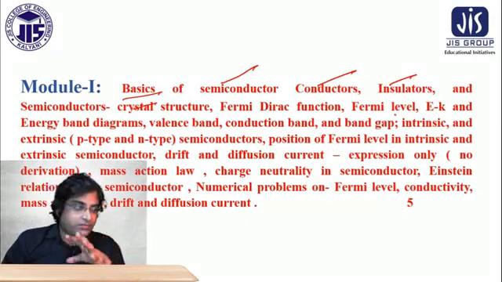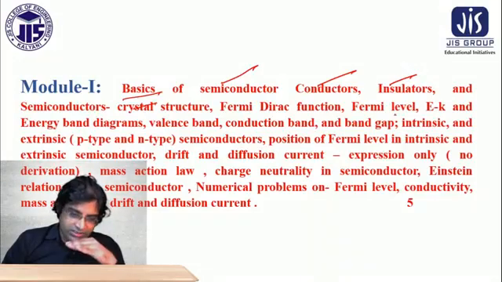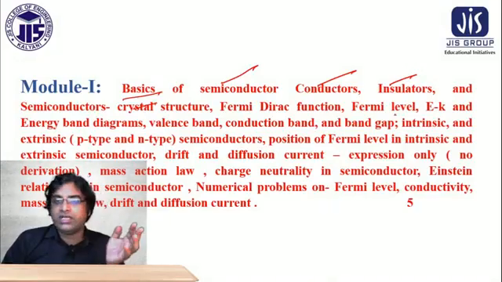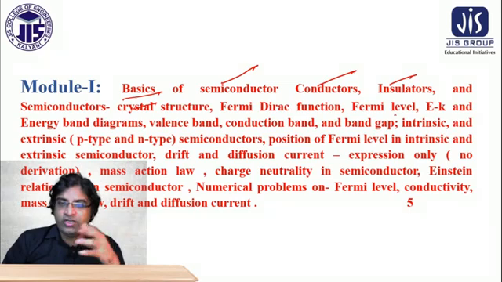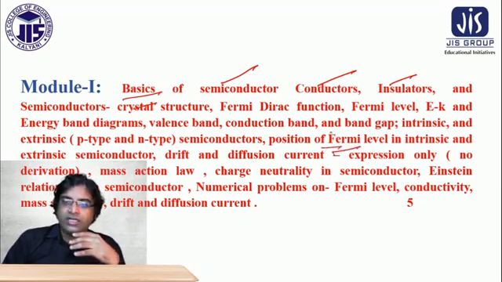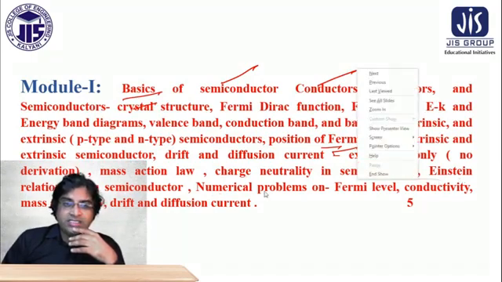There is a concept of the Fermi level: how much the system is working, how stable the electron is, and the energy related to the electron. The Fermi level is very, very important. And also the intrinsic and extrinsic semiconductors, and the drift and diffusion current, which is also very important. The expressions of the number of carriers and the mass action law, charge neutrality, and the semiconductor essentials.